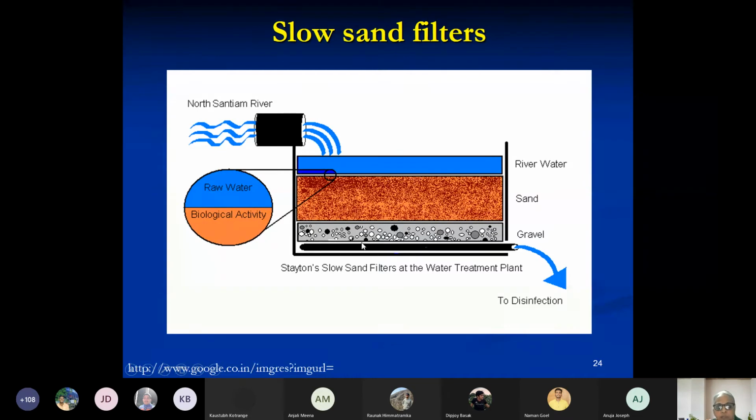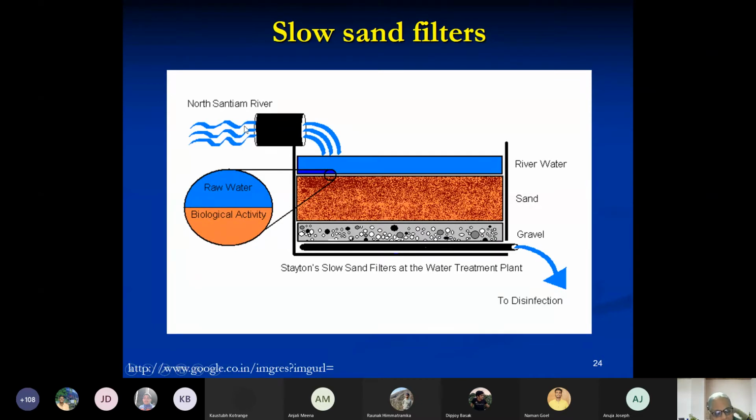So this is a slow sand filter. You have a layer of gravel resting on what we call an under drainage system. And above the gravel layer is a sand layer. And above the sand layer is river water in this case. So the river water is coming in. You have raw water.